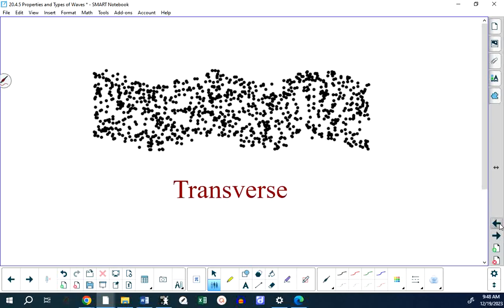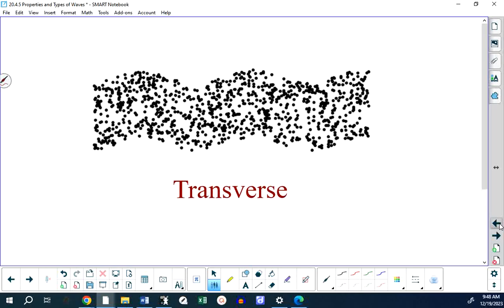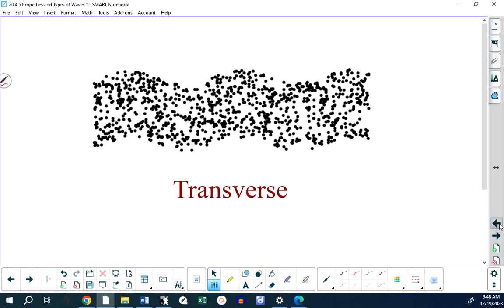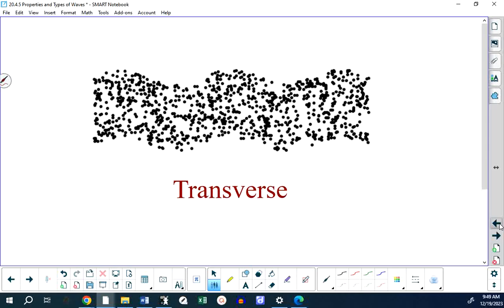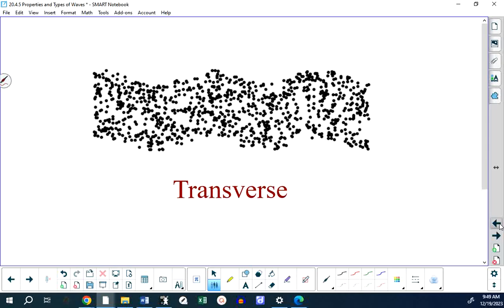And transverse is this type of wave motion. Any questions between those two types of motion? Okay, let's take a little field trip out into the hallway.